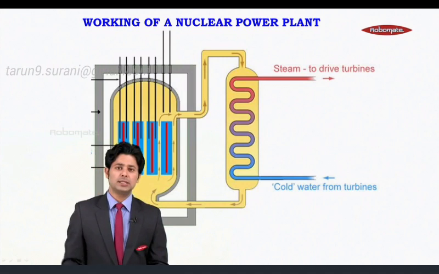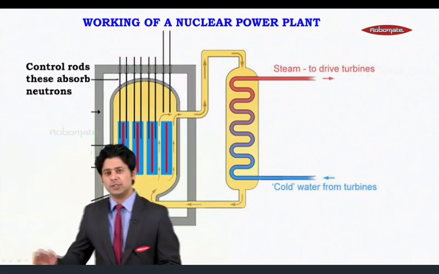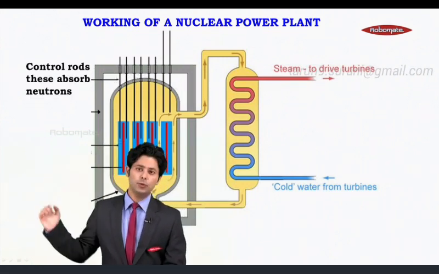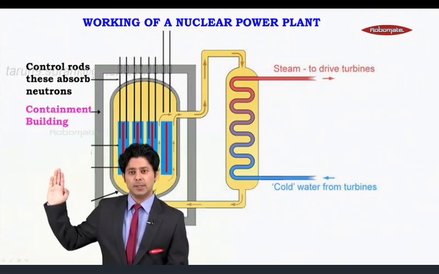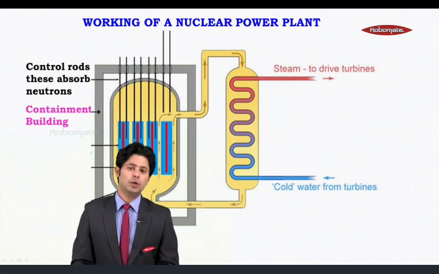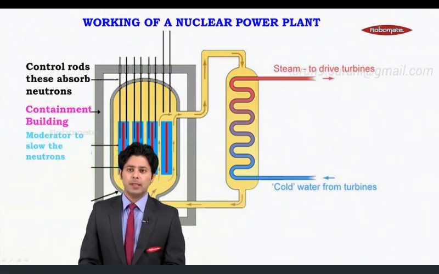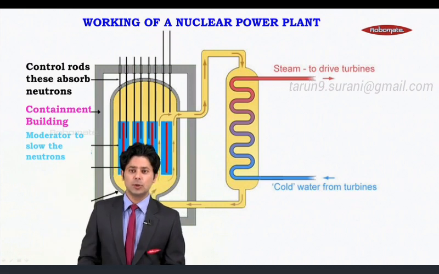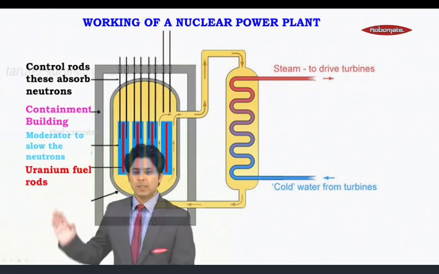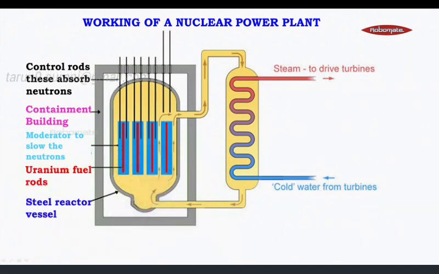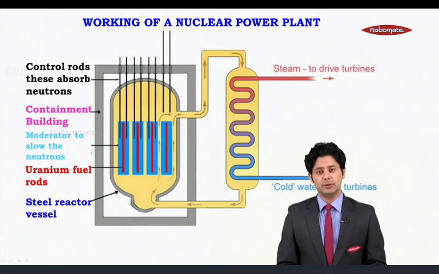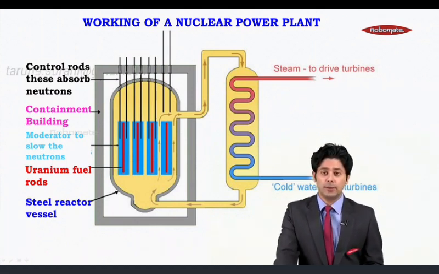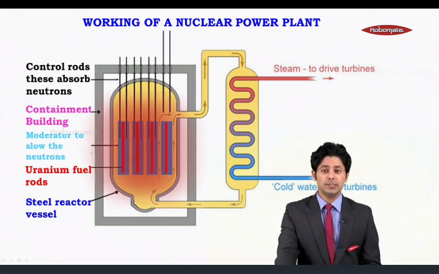To understand this, let's go through the construction. The first, as we see, is control rods. What they do is absorb excess neutrons. Next we have the containment building. This is where the nuclear power plant has been established. Next is the moderator. What it does is slow the neutrons. Next we have uranium fuel rods, and further we have the steel reactor vessel. As we have discussed earlier, during the reaction, a neutron collides with uranium-235 and the heat energy is released.